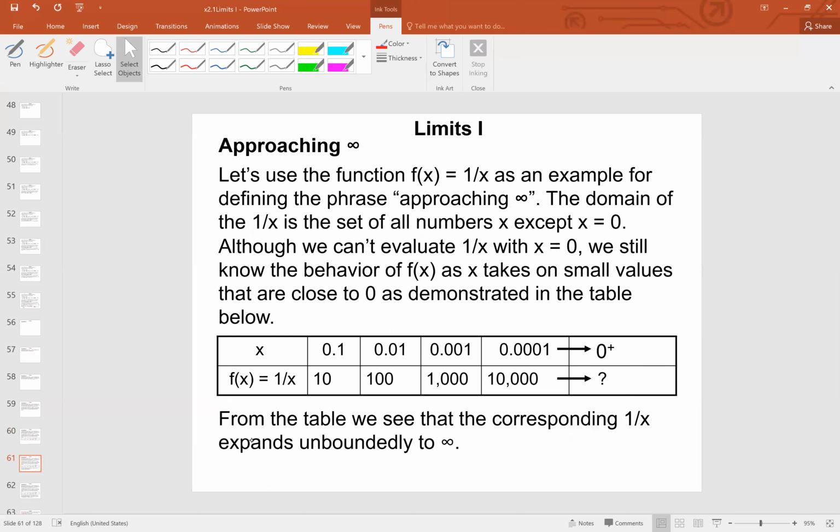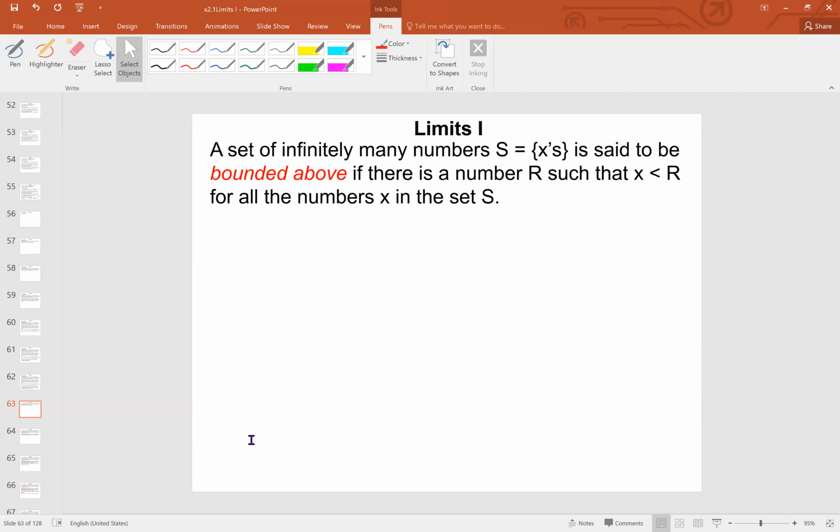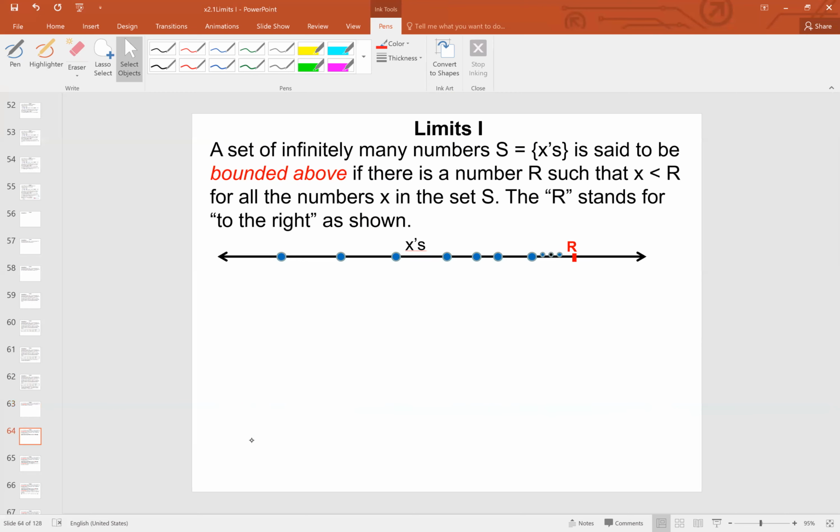What do we mean by infinity? Well, let's talk about what we mean by a set being bounded and not bounded. I have a bunch of numbers. We say the bunch of numbers is bounded above if they are all smaller than some number on the right-hand side. There's some cap on this list of numbers. Here I use a capital R to say that on the right-hand side there's a limit. If every number in the list is smaller than or equal to this number, then we say this set is bounded from above.